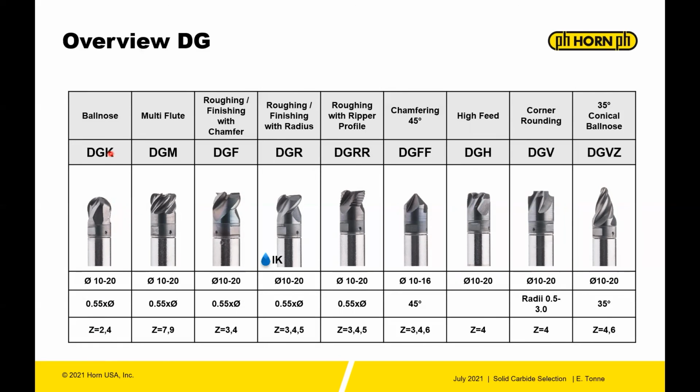So you have the ball nose tools, you have multi-flute, you have roughers with chamfers and radius, you have a ripper profile, you have chamfering, you have a high feed tool. So this is a good option to clean out corners. You have a corner rounding tool with the DGV. You also have conical ball nose like the DGVZ. So these are used a lot in big gear production. You can get into the gear tooth with that on a 5-axis machine.